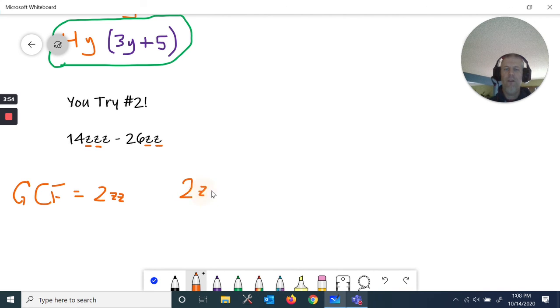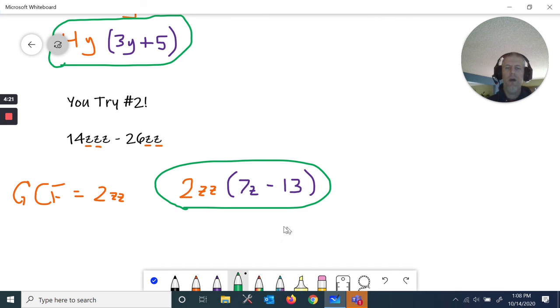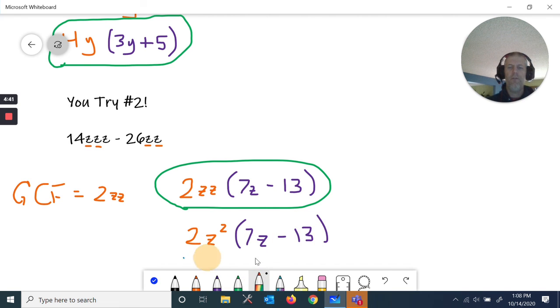So 2zz, or 2z squared if you want to think about it that way. So these 2z's pull out. I've got 14 divided by 2 is 7z. 26 divided by 2 is 13. And both z's come out to my GCF. As a result, I get 2z squared times the group 7z minus 13. And if we're looking more mathematically correct, we should probably write it this way, and this would be the next step we start thinking of. So 2z squared times the group 7z minus 13. Now, those don't look really like z's, but they are, I promise.